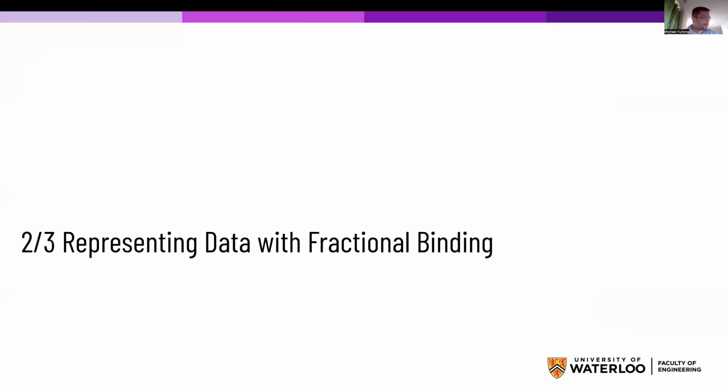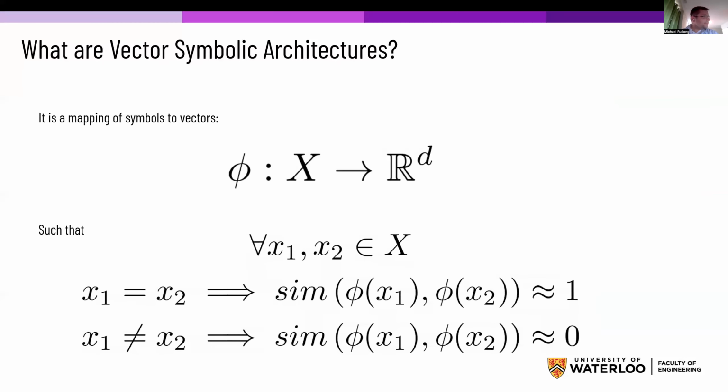So with that said, I'm going to move on to how we're representing data in fractional binding, which I suspect is going to be old hat to many people in the audience. But basically, what are vector symbolic architectures? They map symbols to high-dimensional vectors, hopefully in a space where if the symbols encoded are the same, then the similarity is high. I've encoded high as 1, low as 0. And of course, if they're different, then we should expect the similarity to be low.